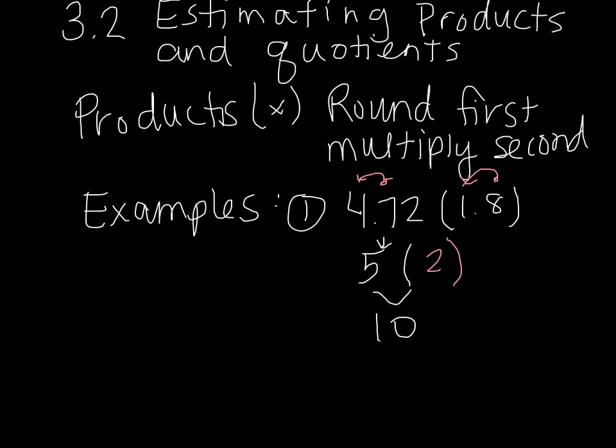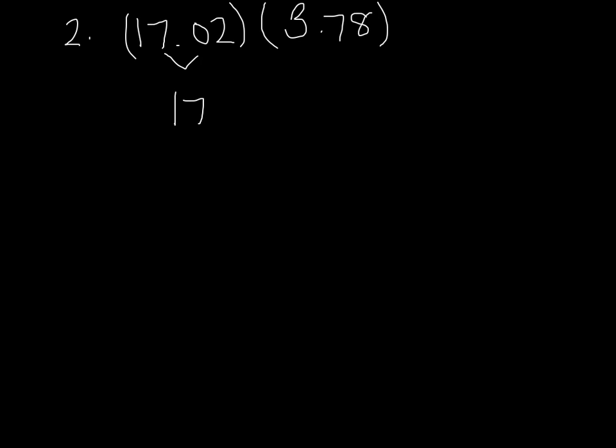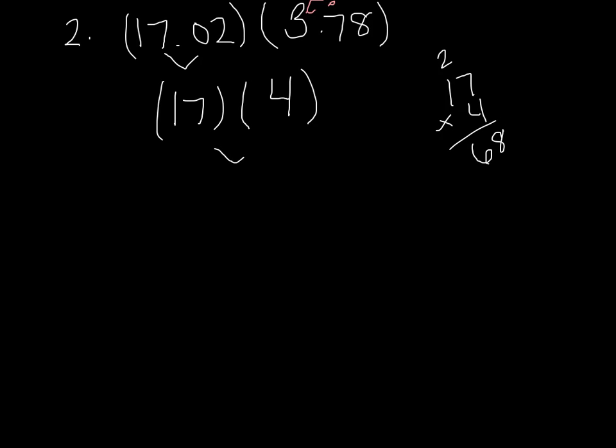Let's try a couple more examples. Here is number 2. 17 and 2/100ths times 3 and 78/100ths. Okay, I would round 17 and 2/100ths to 17. And then I would multiply that by, if I look at the 7, I see it's larger than 5. So that means we have to round the 3 up. So I would multiply that by 4. And then I would just have to solve 17 times 4. 7 times 4 is 28. 4 times 1 is 4, plus 2 more is 6. So my answer would be 68.